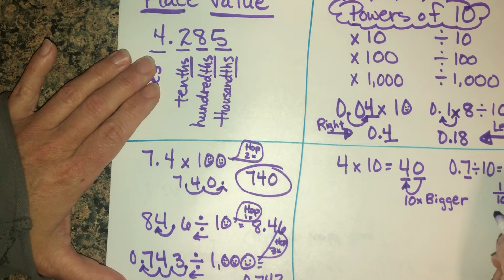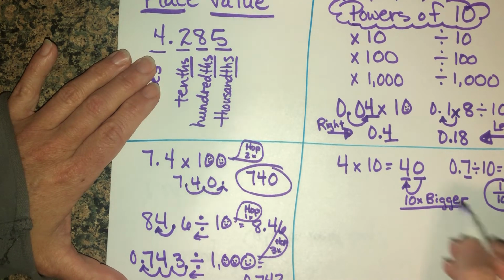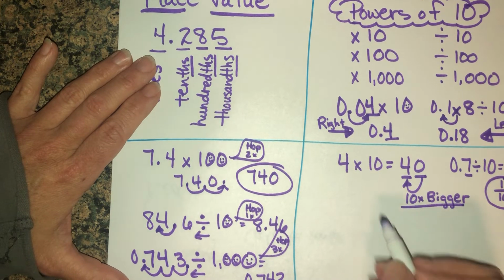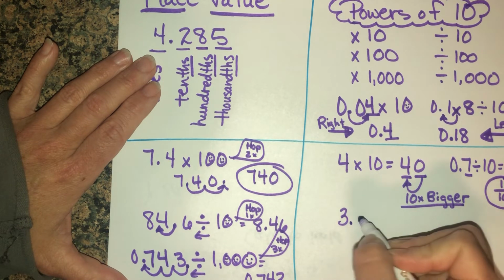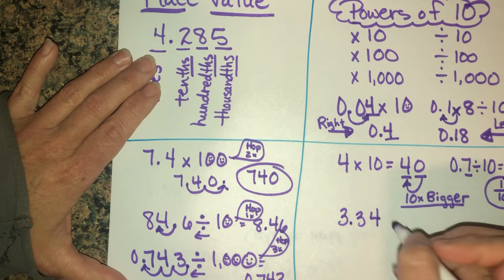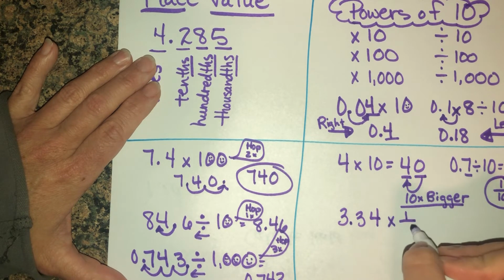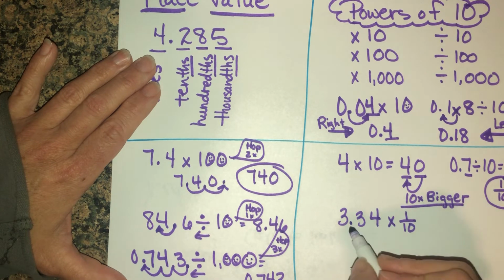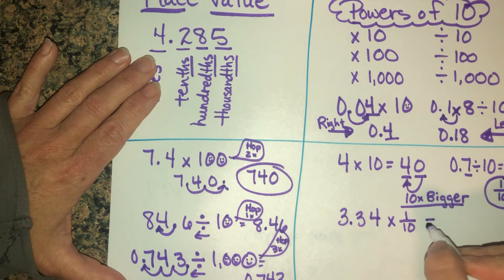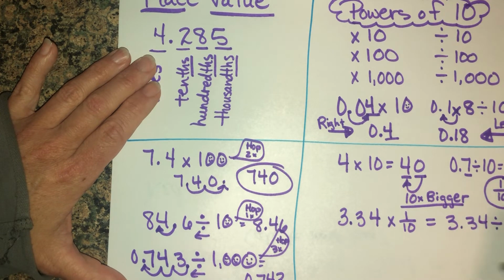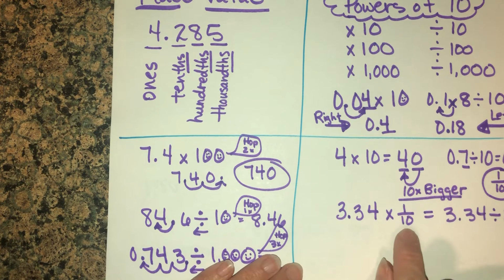So you'll see different things. Usually it says it's 1/10 of, or 10 times more, or 1/100th of, or 100 times more. So just don't be confused. If you have 3 and 34 hundredths times 1/10, that is the same thing as 3 and 34 hundredths divided by 10. So don't panic if you see it like this. It doesn't come up very often.